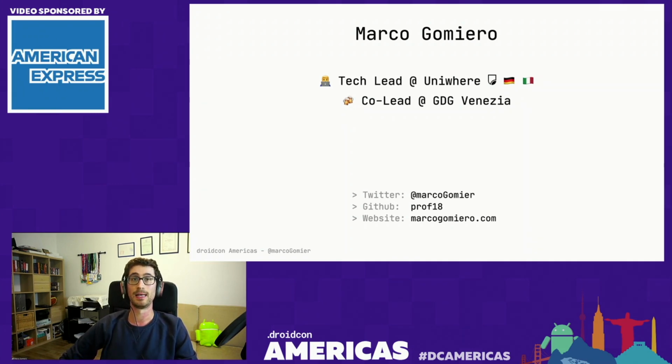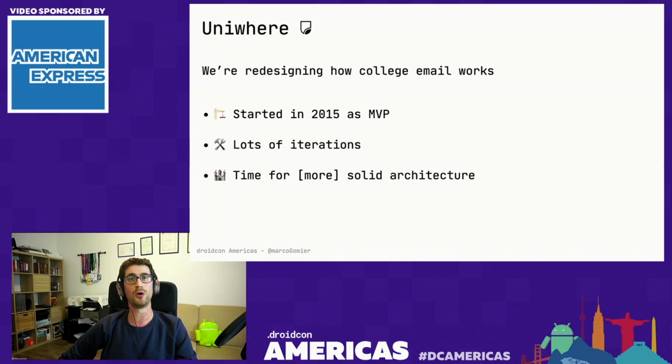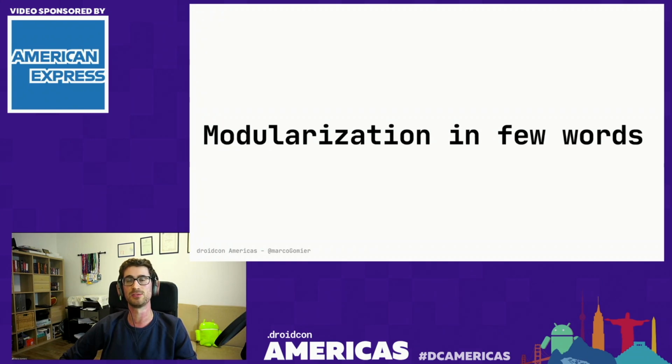So let's start. All the stuff that I'm going to say today comes from the experience of modularizing the Uniware Android app. More or less a year ago, we decided that it was time to build a more stable and more solid architecture for the future, after many product iterations. So we decided that it was the right time to modularize our project. But before moving on, I just want to say a few words about modularization, so that we are all on the same page.